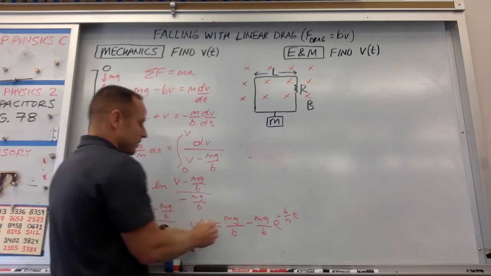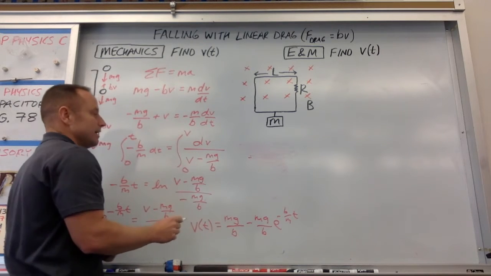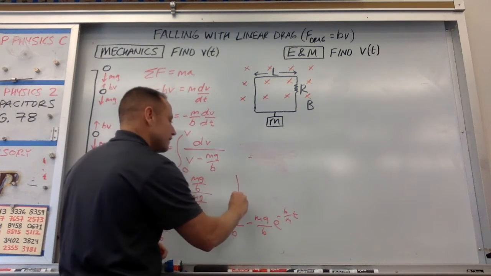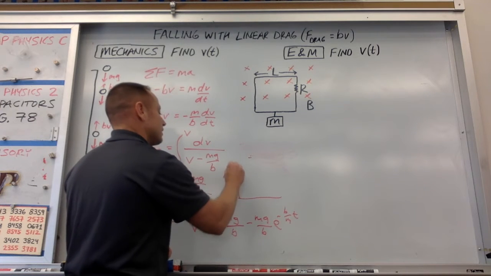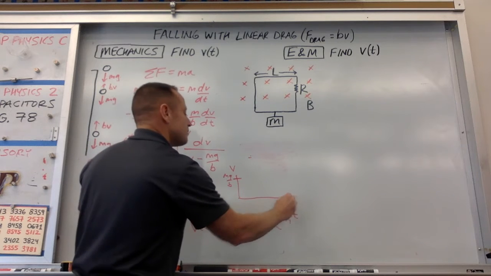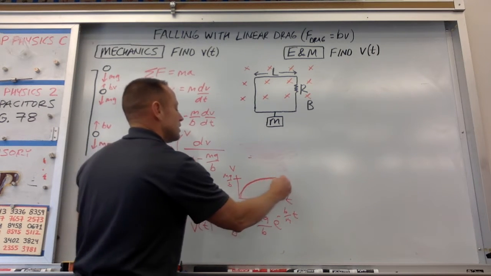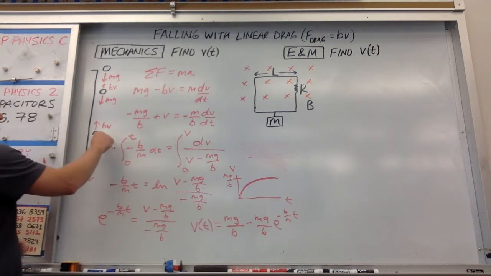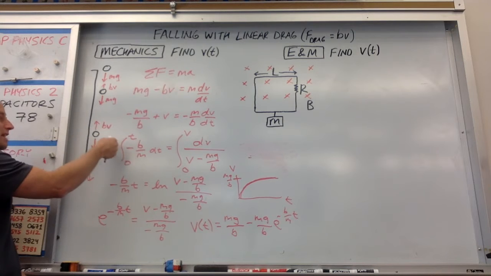What that would look like is an exponential approach to mg over b. If you graph it, here's mg over b, here's the velocity on this axis and time on the other, and the function is going to look like this. It's an exponential approach to mg over b. The reason it approaches mg over b is that when these forces balance, it stops accelerating.